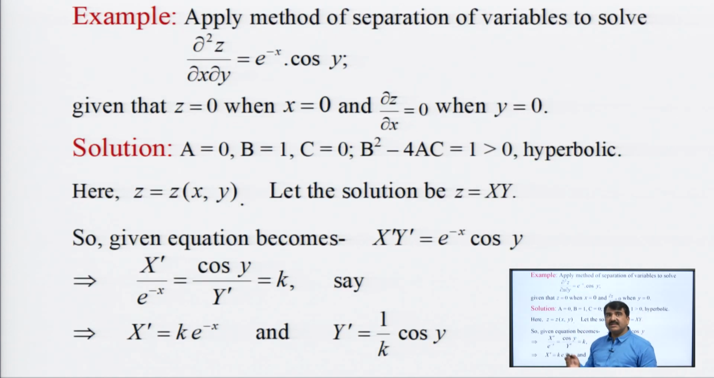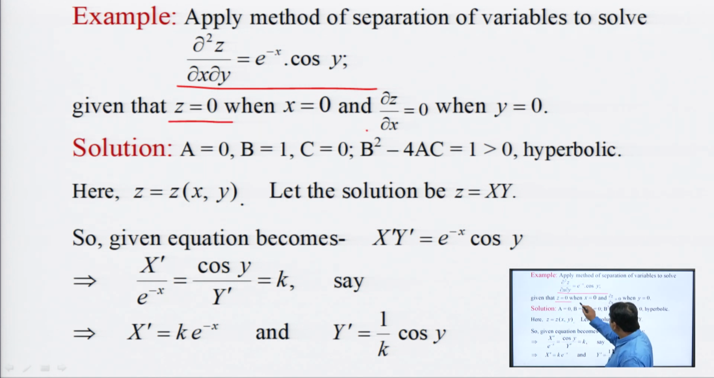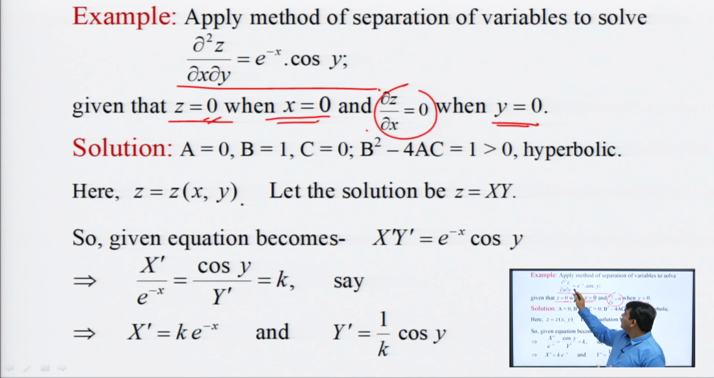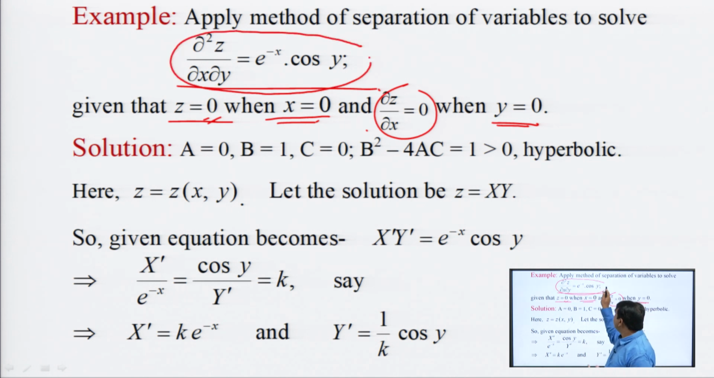Now, let us consider another example. So, here again with the help of method of separation of variables, we have to find the solution of this differential equation, and the given condition is that z is equal to 0 when x is 0. So, when x is 0, z is 0, and when y is 0, then its derivative with respect to x is 0. This is the given. So, we have to first write the solution of this differential equation with the help of method of separation of variables.